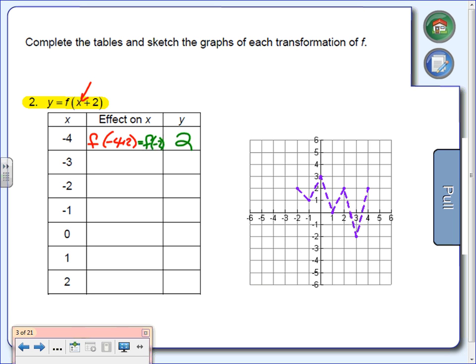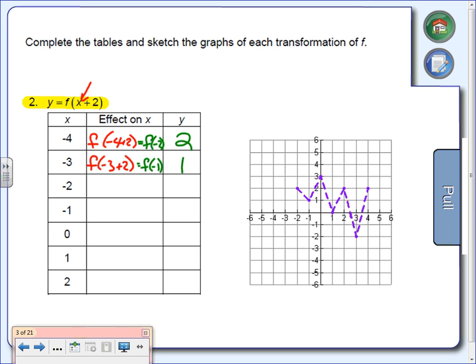Let's do the same thing with the next one. Let's replace the x this time with a negative 3. So if I take the negative 3 and add 2, negative 3 plus 2 is a 1. What kind of one? Negative 1. However, you're going to need to flip to that first page again and look it up for me. What is f of negative 1? F of negative 1 is 1.